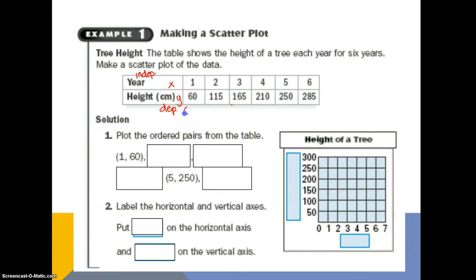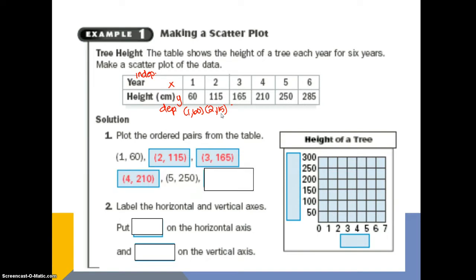This table does make an ordered pair. You can see 1, 60, 2, 115. And that's what they put here, the ordered pairs. We're going to label the horizontal and vertical axis. I gave you that when I told you which one was x and y, because your horizontal axis is your x's, your vertical axis is your y's.